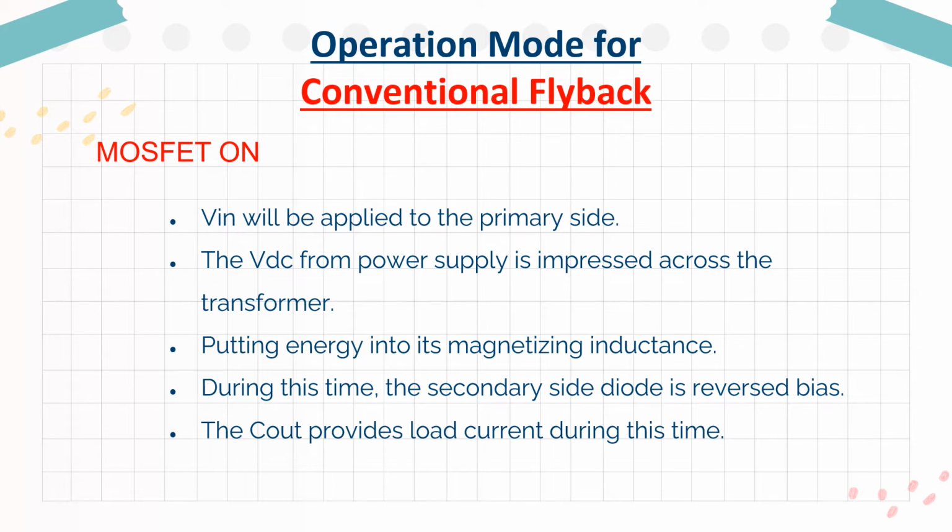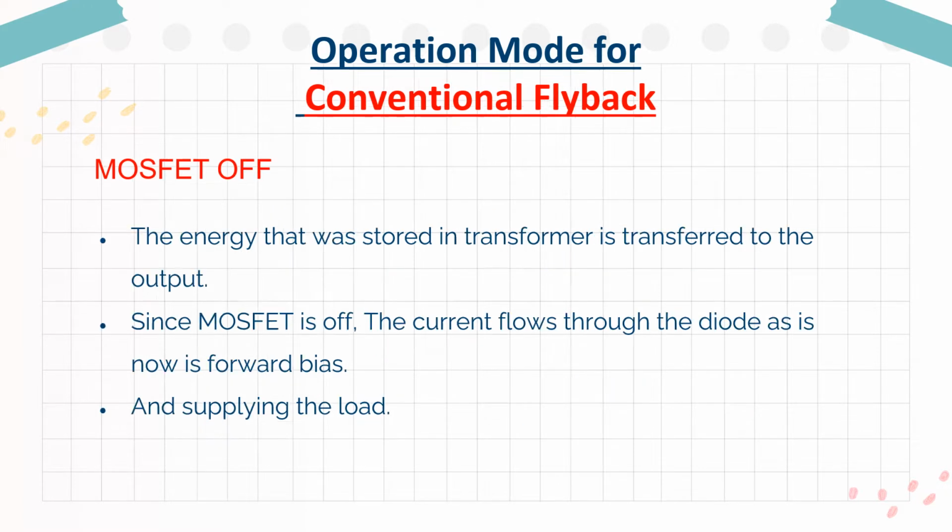It is important to note that the MOSFET and the diode should never conduct at the same time. When the MOSFET turned off, the energy that was stored in the transformer's magnetizing inductance is transferred to the output. Since the MOSFET turned off, the current in the transformer transfers to the secondary and flows through the diode that is now forward biased, replenishing the output capacitor and supplying the load. The secondary side current ramps down as the transformer core demagnetizes. During this MOSFET off time, the primary side is considered an open circuit.